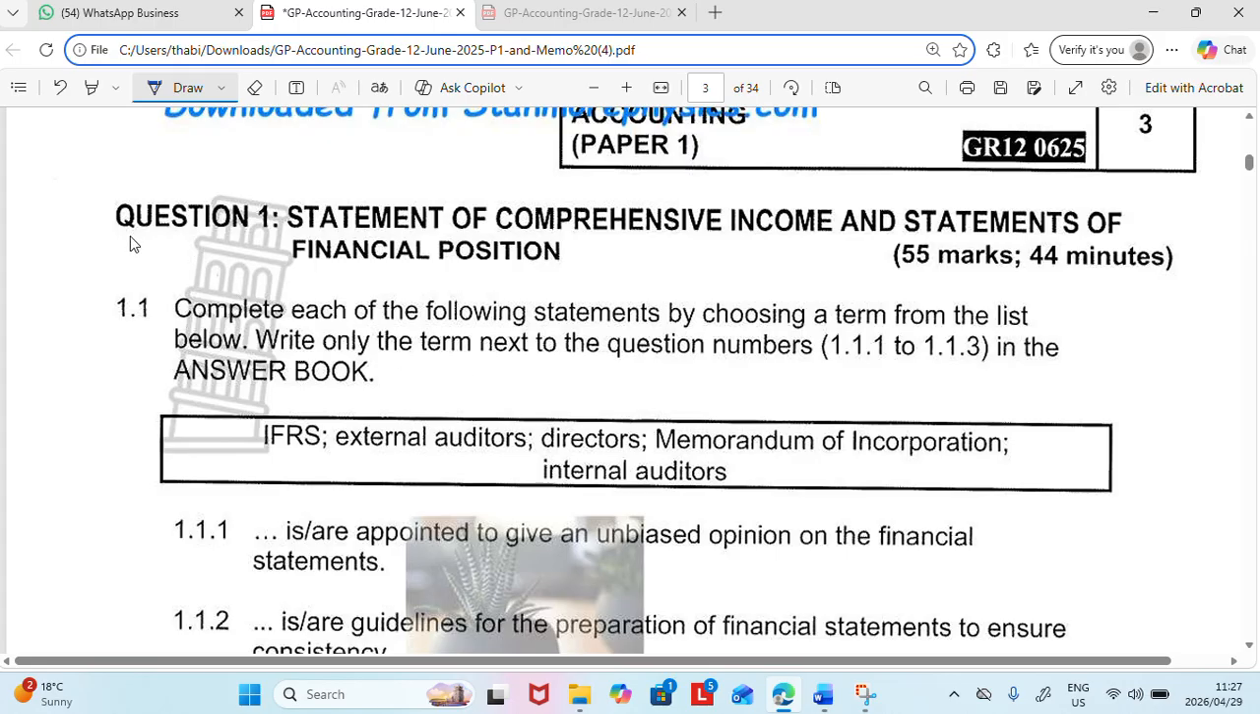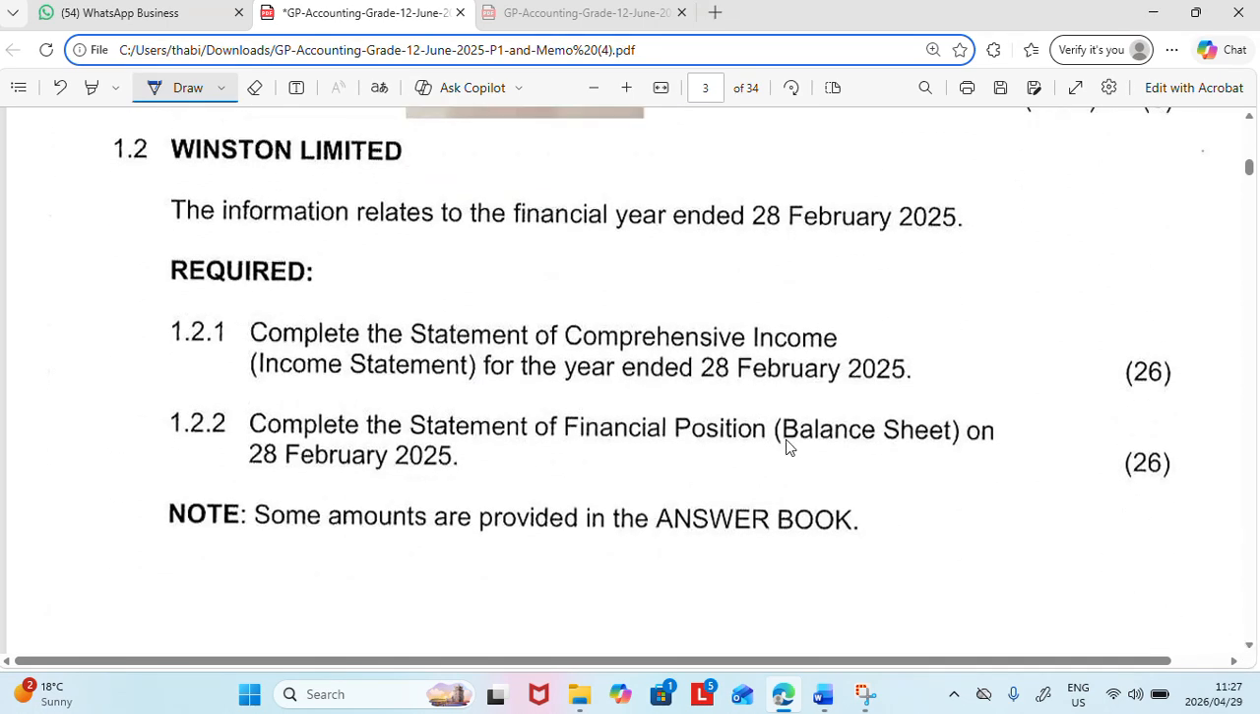Okay, so let's start. Question 1 is the statement of comprehensive income and the statement of financial position. So 1.1, here the theory part, but let's skip that part, guys. Let's go to 1.2. 1.2, we are dealing with Winston Limited. The name of the business we're given. So the information relates to the financial year ended 28 February 2025. So if the year end is on the 28th of February 2025, it means now our accounting period started on the 1st of March 2024.